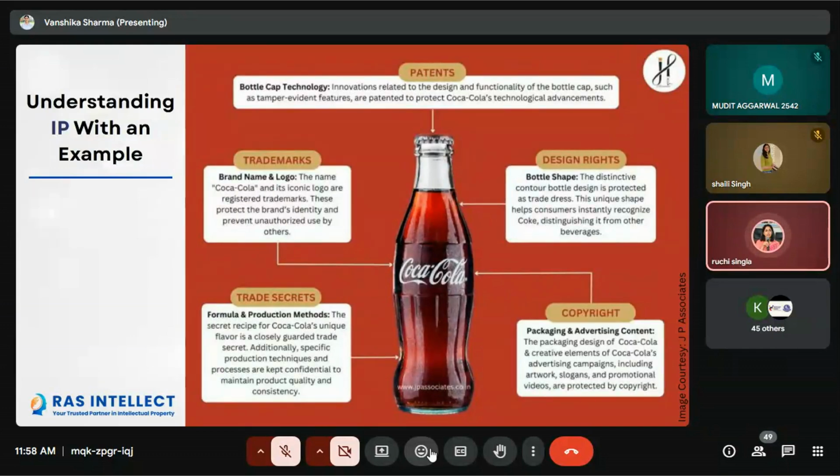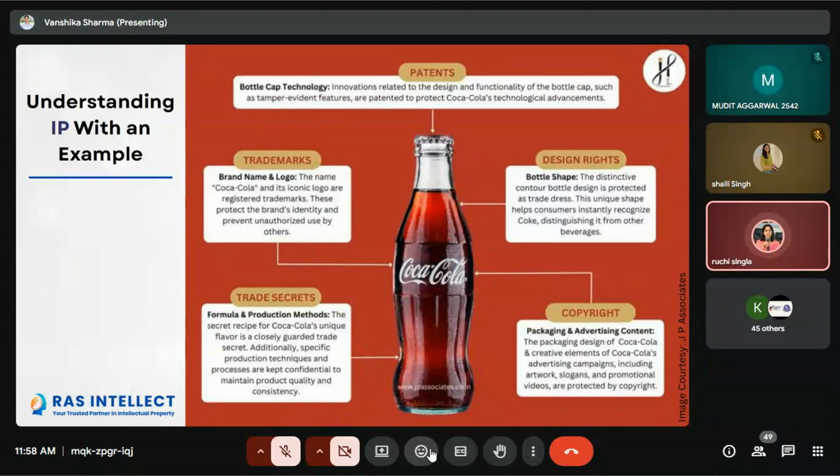So the first example was patent, which was the bottle cap technology, which was innovation related to the design and functionality of the bottle cap. That was patented. If I talk about brand name and logo, that is trademark. Then the bottle shape, the design of the bottle shape, it is protected under the industrial design, because it is the bottle shape.